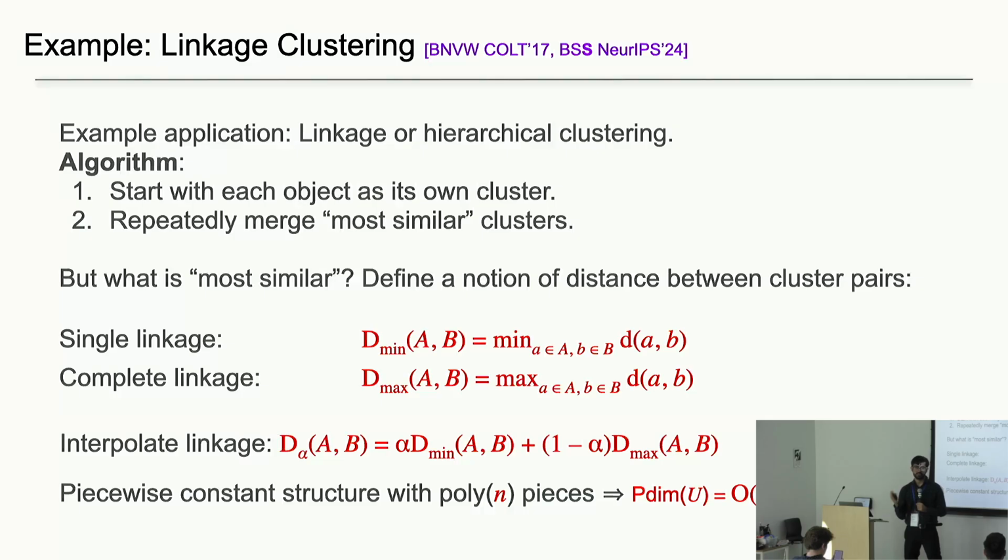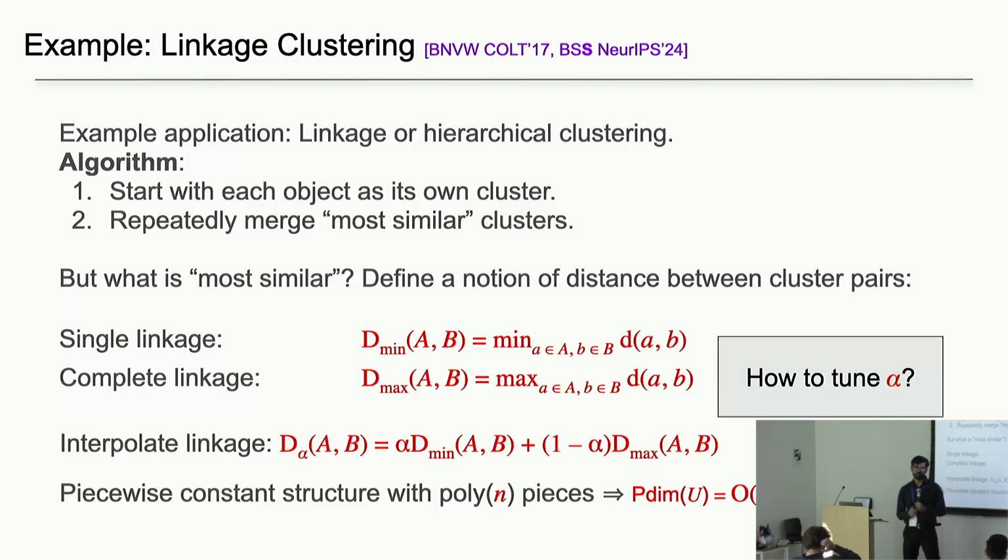You can show that this has piecewise constant structure. As you vary this hyperparameter, you get this one-dimensional piecewise constant function which captures all the different behaviors of the algorithm, all the different clusterings it can obtain. Even though the total number of clusterings you can imagine is exponential, as you vary this hyperparameter, you only get a polynomial number of different pieces. That implies a bound on the pseudo dimension. So this is one nice example where we can use this general result for bounding pseudo dimension.